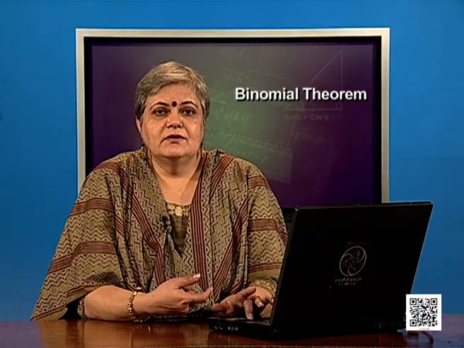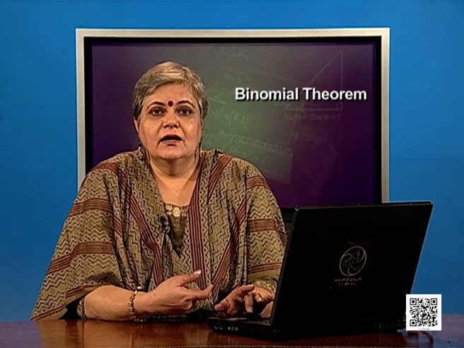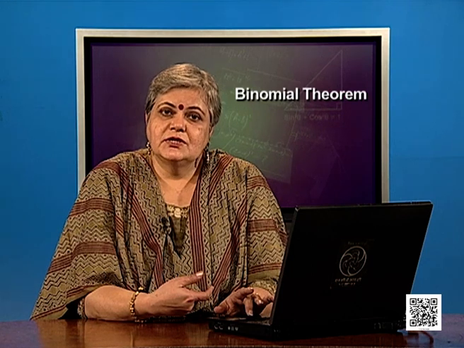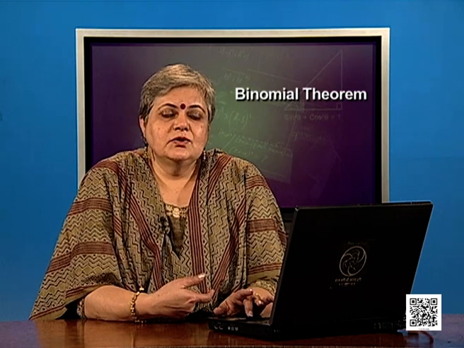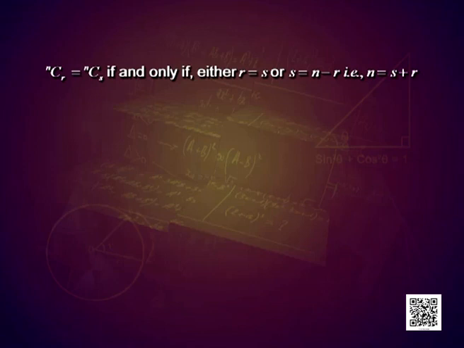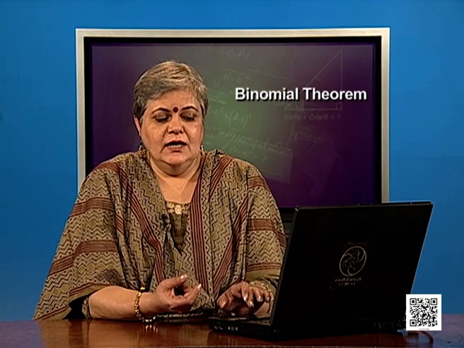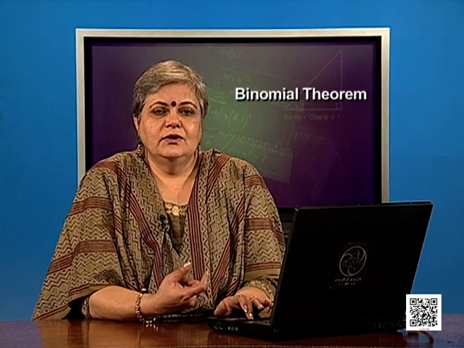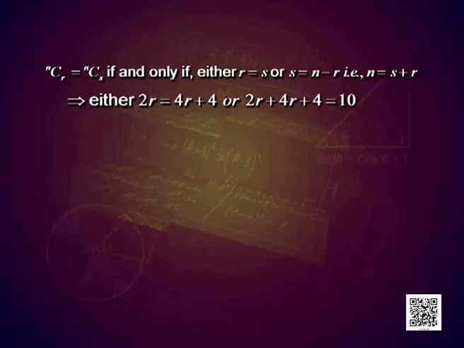Now, there was a result that we had talked about earlier, maybe in permutations and combinations, where we understood that if nCr is equal to nCs, then that may imply that either r is equal to s or r and s add up to be the same as n. So, this simple result and observation helps us to say that 10C2r is equal to 10C(4r+4) if and only if. So, it is a two-way result.